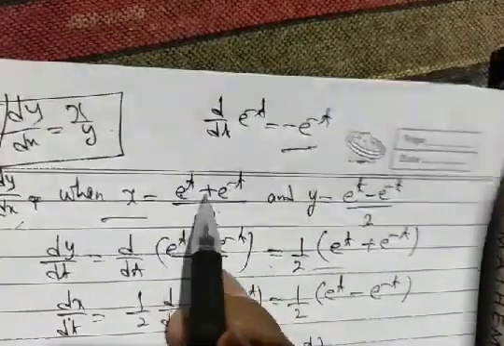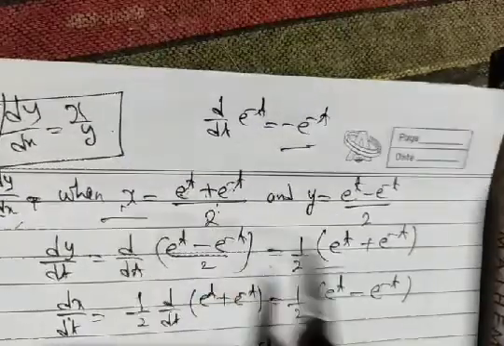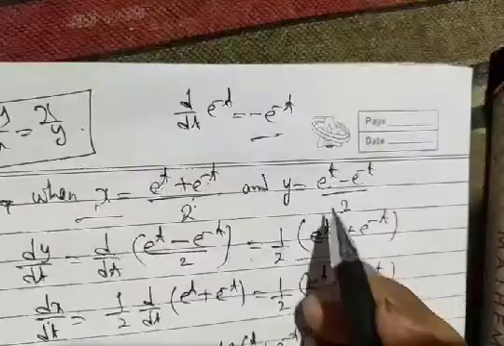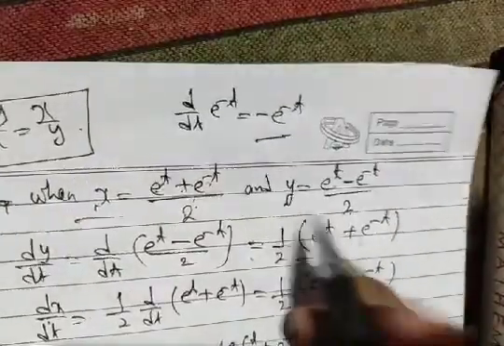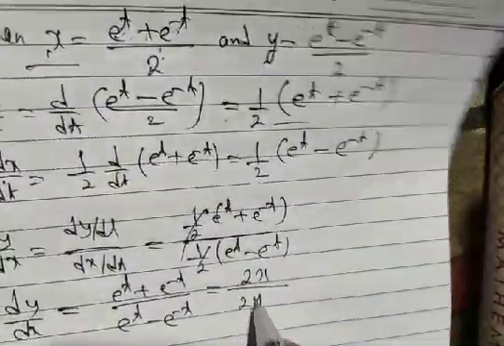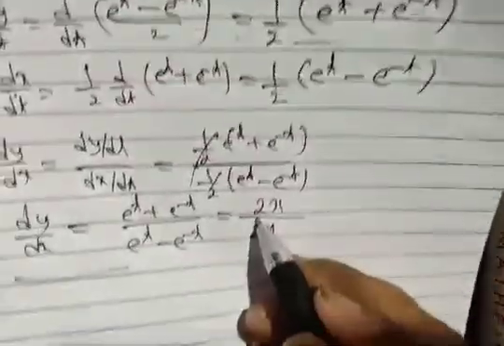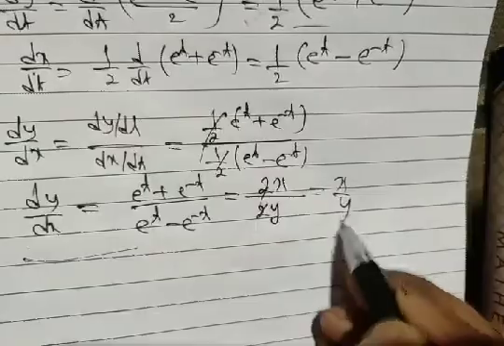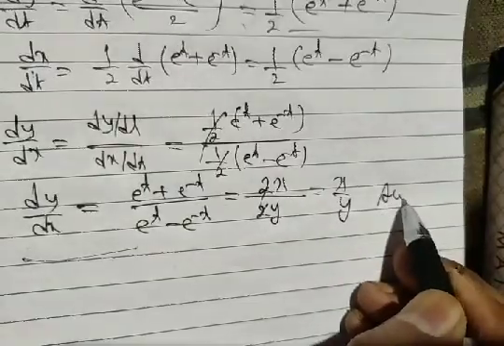Look, the value of e^t + e^(-t) is equal to 2x, so we change it with 2x, and the value of e^t - e^(-t) is equal to 2y. Then after further solution we get x upon y. This is our required result.